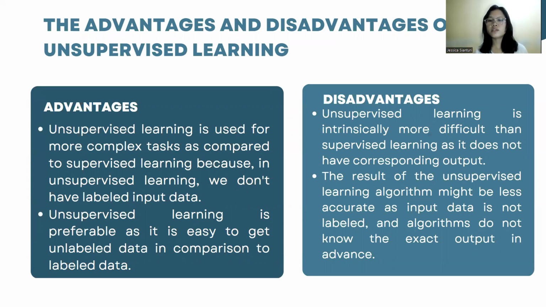How about disadvantages? Number one is unsupervised learning is intrinsically more difficult than supervised learning as it does not have corresponding output. The next one is the result of the unsupervised learning algorithm might be less accurate as input data is not labeled and the algorithm does not know the exact output in advance.